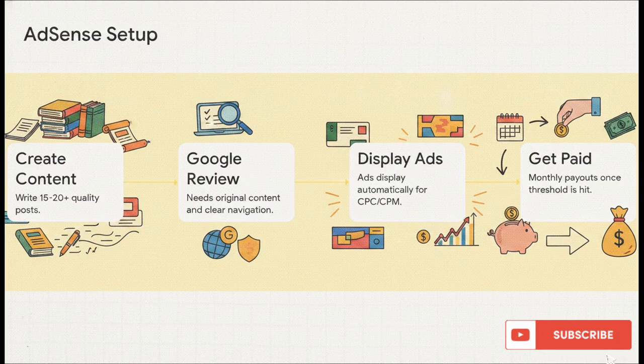Once you pass that hurdle, step 3 is where the magic really happens. The ads just display automatically. You don't have to manually place every single banner yourself. You're going to earn based on CPC, that's cost per click, and CPM, which is cost per mil, or basically per 1,000 impressions, meaning you literally earn money just by people seeing the ads, and even more if they actually click them. And finally, step 4 is the best part, getting paid.